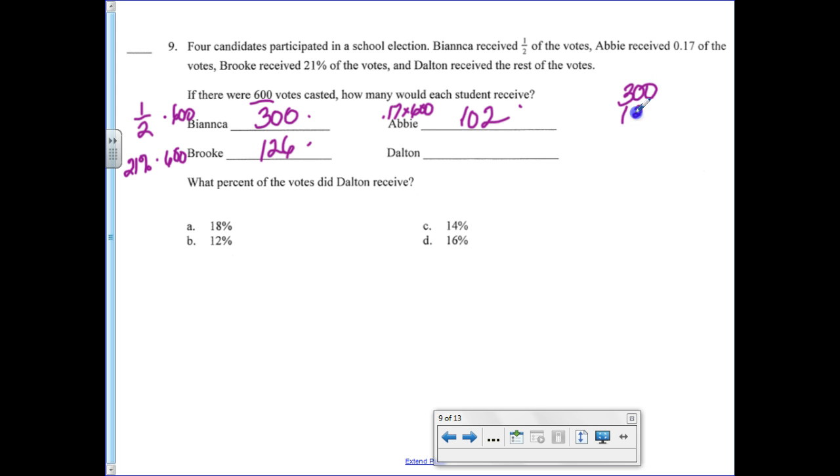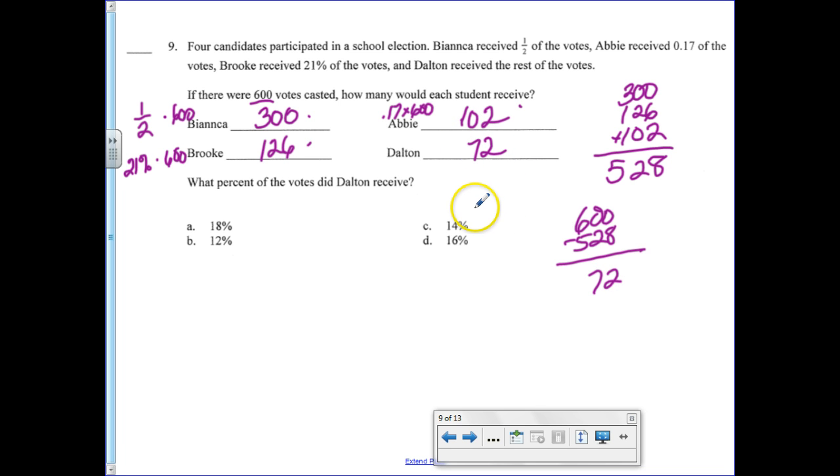300, 126, 102. Add them all up. That's how many votes have been cast so far. So now take the 600 and figure out what's remaining for Dalton here, and I believe we get 72 votes. Now, what percent is that?